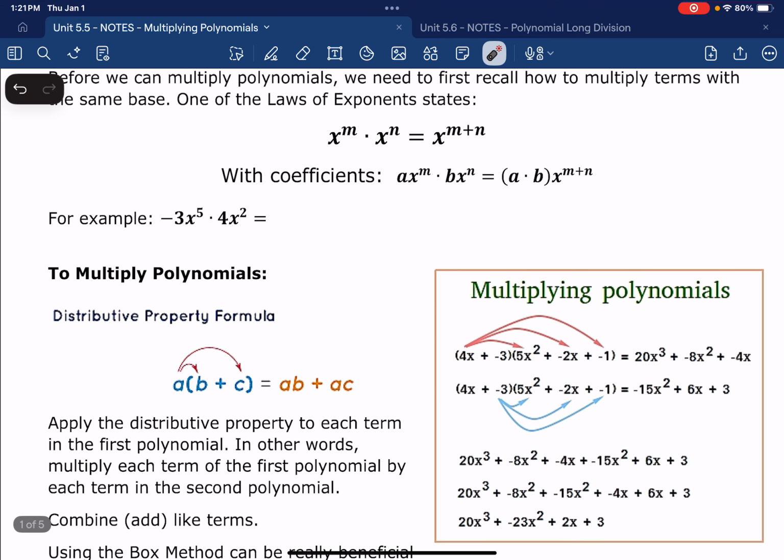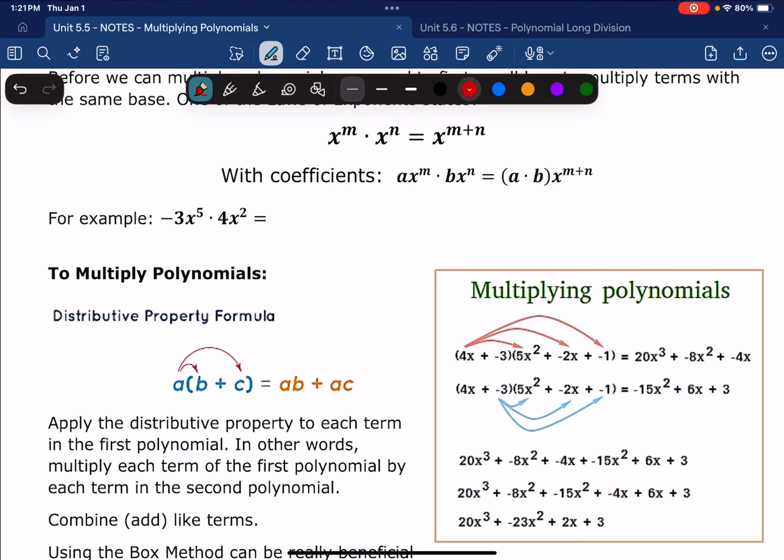If I have this problem, negative 3x to the fifth times 4x squared, let's multiply the negative 3 and the 4, our coefficients, which gives us negative 12. And when we multiply the x to the fifth times x squared, what that means is, let me write it out for you really fast so you guys can remember. X times itself 5 times, so there are 5 of them, and then we have an x squared, so times x.